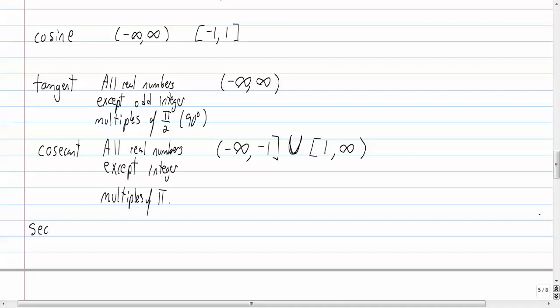Secant. Remember secant is 1 divided by x, or r divided by x. So anytime x is equal to 0, we have a problem with secant. Well, didn't we have another function that was like that? Anytime x is equal to 0, we have a problem. That was the same for tangent. So it's going to have the same domain as tangent. All real numbers except odd integer multiples of pi over 2 or 90 degrees. So you could say the same as tangent, but I'll write it out again.